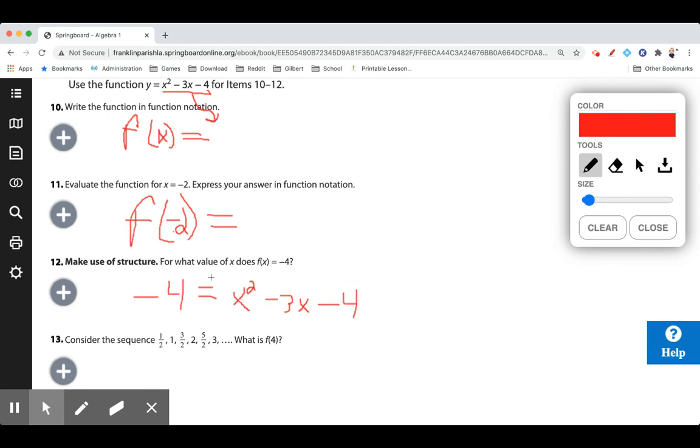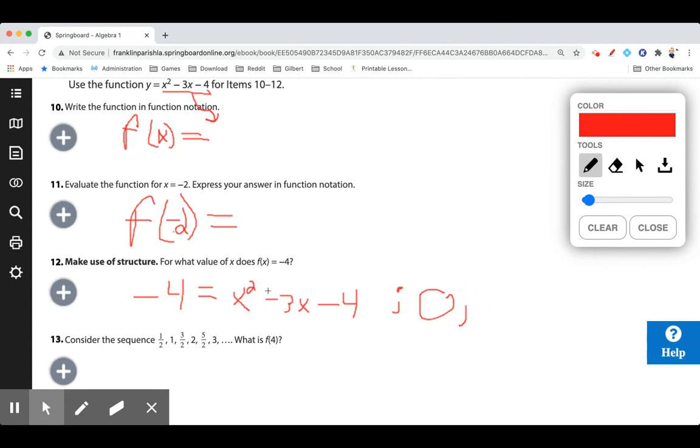We need to know what value of x does this come out to be -4. Well, 0. We'll put a comma there. This, if 0 squared is 0 minus 3 times 0, which is 0, you're left with -4. -4 equals -4. Okay? There is one more number that can give you -4.